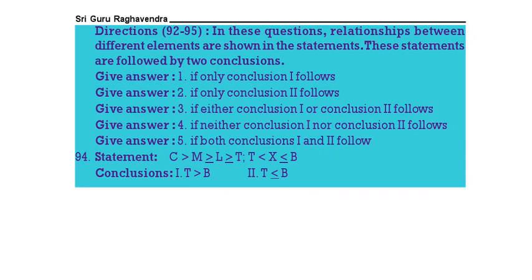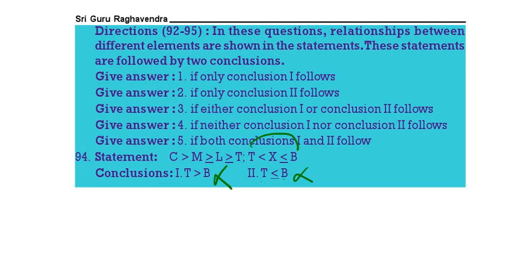Next, 94. C greater than M, M greater than or equal to L, L greater than or equal to T, T less than X, X less than or equal to B. Now T less than B does not follow. T greater than B does not, T less than or equal to B does not follow, but these two are complementary pairs.